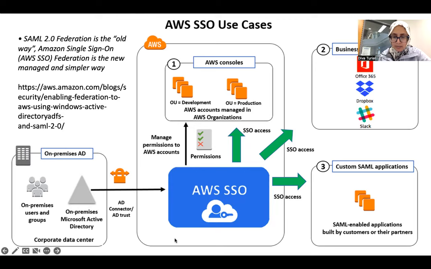So now you have one place, one portal, with one set of user login information, and you access a bunch of different services, which not only include the AWS services or on-prem AD, but also other business applications such as Dropbox and Slack, and some other custom SAML applications. So that's what SSO is.